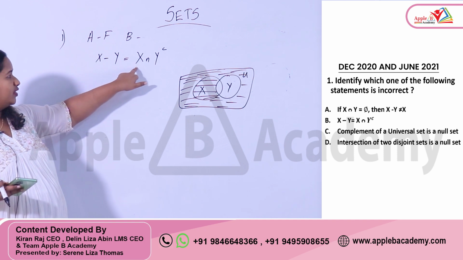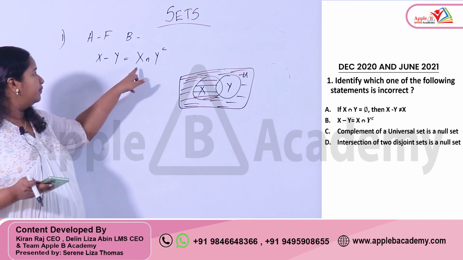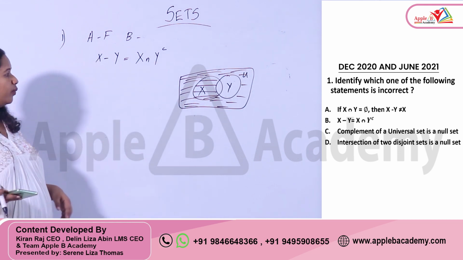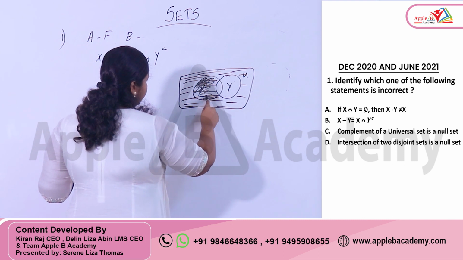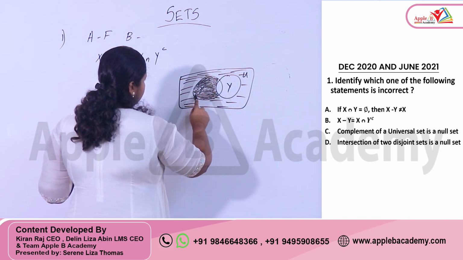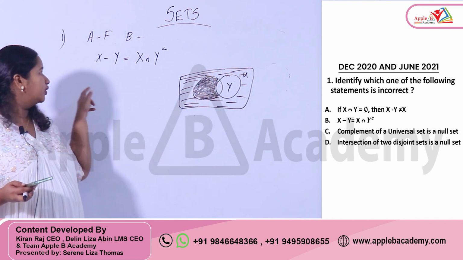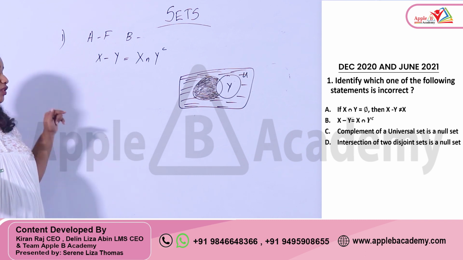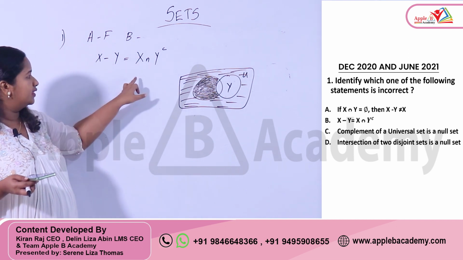Now, here it's mentioned x intersection y complement, that is the common area between x and y complement. If you are looking at the common area, this is the only portion that is common between x and y complement, clear. So, this statement is correct, x minus y is equal to x intersection y complement. Intersection means the area that is common between x and y complement.